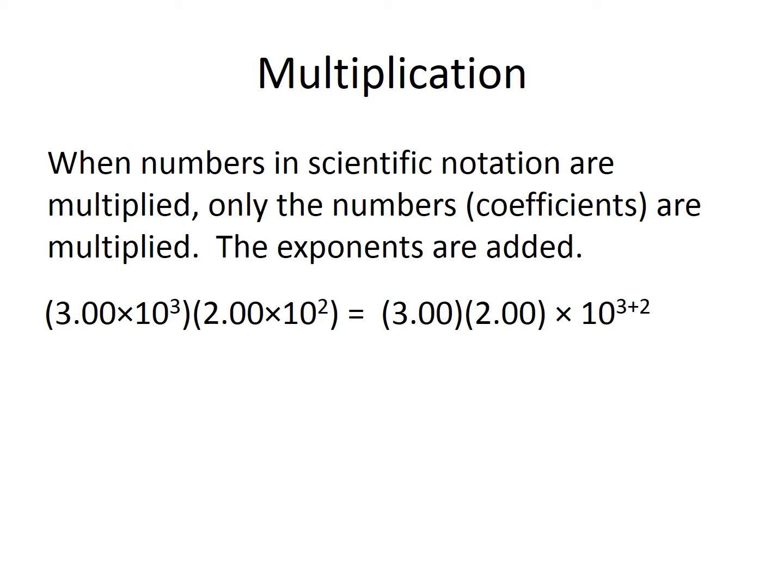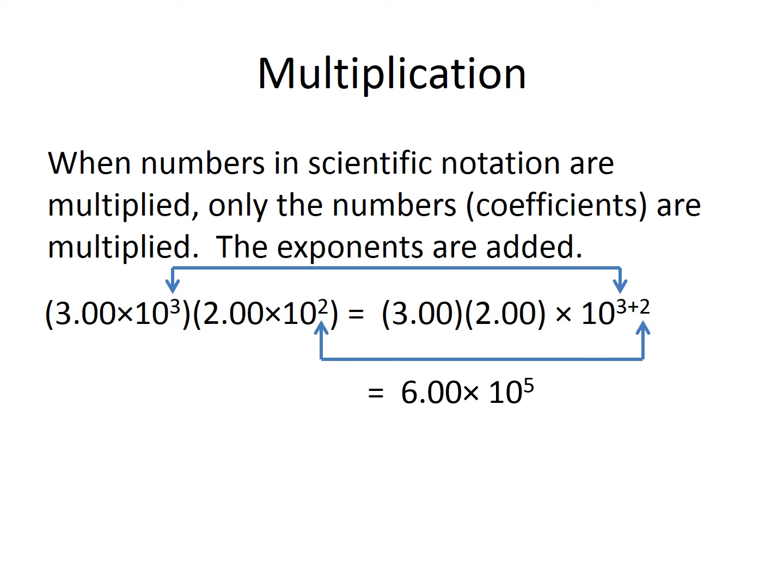What we do here is we multiply the coefficients, the significands, the 3 and the 2. They're multiplied together. But the two exponents, 10 to the third and 10 to the second, we add those exponents. So this is times 10 to the 3 plus 2. These are the two powers that we add into the end of our number. 3 times 2 is, of course, 6, and we have our three significant figures, times 10 to the 3 plus 2, that's 5. So 6.00 times 10 to the 5th.